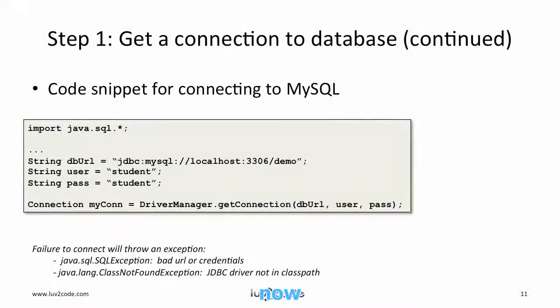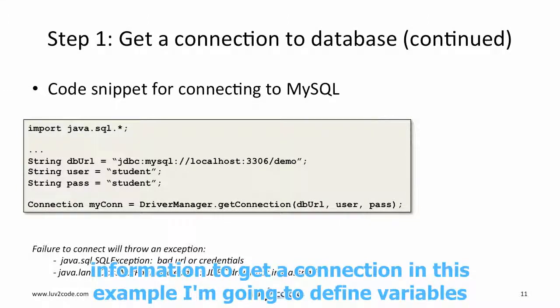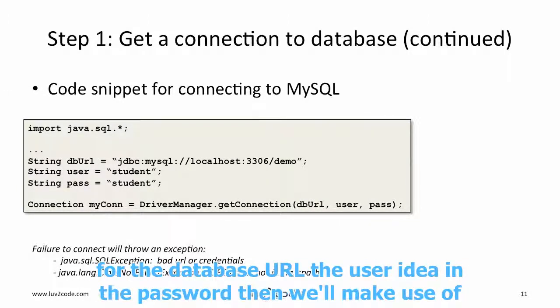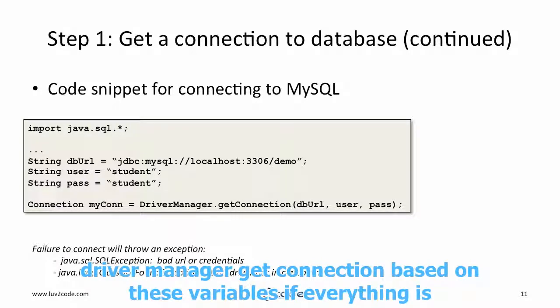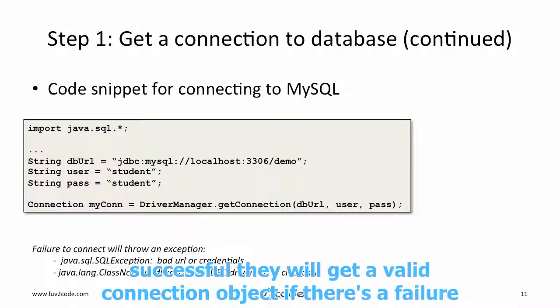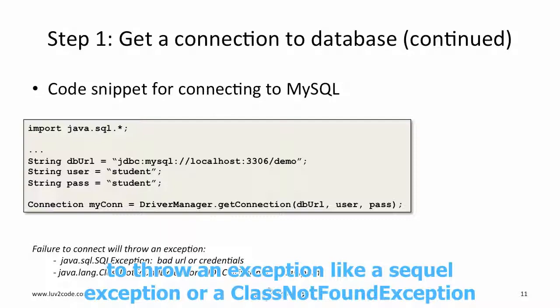Now we have enough background information to get a connection. In this example, I'm going to define variables for the database URL, the user ID, and the password. Then we'll make use of DriverManager.getConnection based on these variables. If everything is successful, then we get a valid connection object. If there's a failure, it could throw an exception, like a SQLException or a ClassNotFoundException.